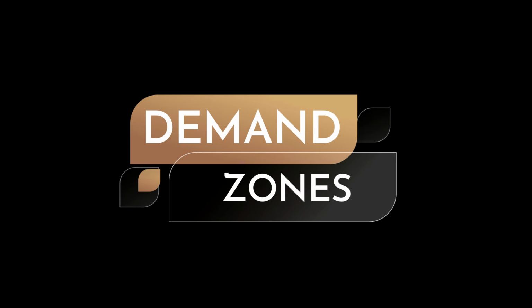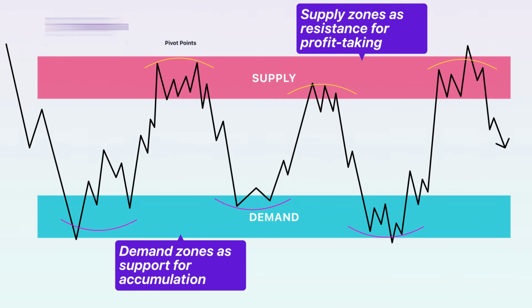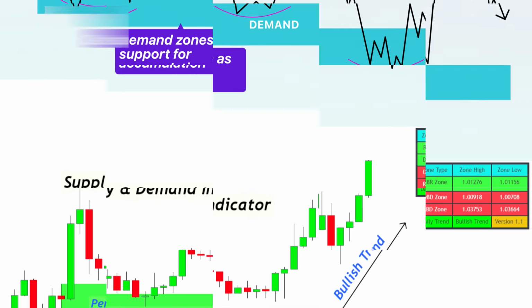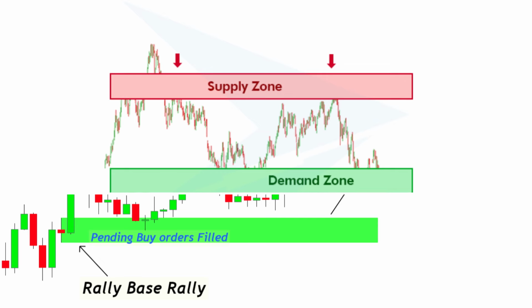Demand zones are the opposite. That's where big buyers enter. Price often bounces from these areas because smart money wants to buy cheap, creating strong support zones. In simple terms, when demand outweighs supply, price moves up, and when supply dominates, price moves down.